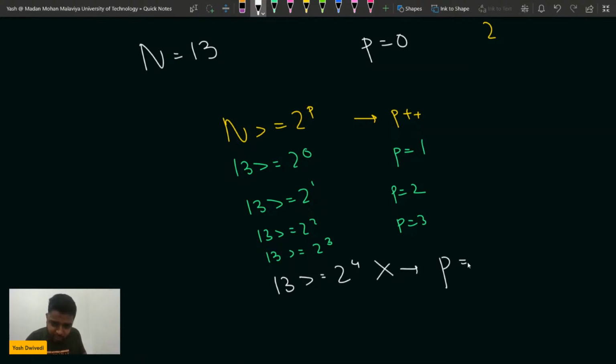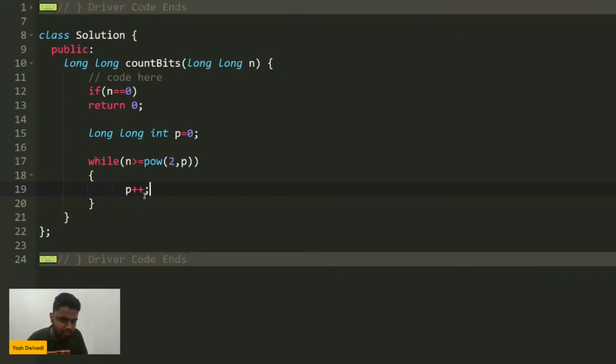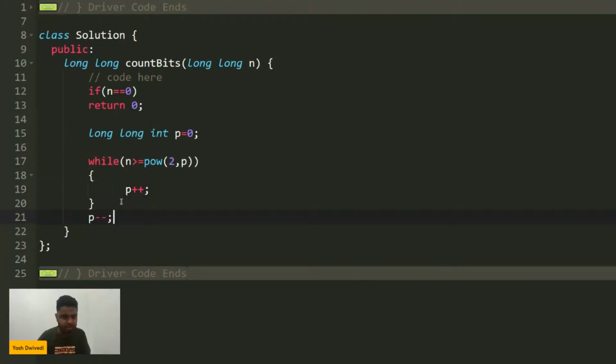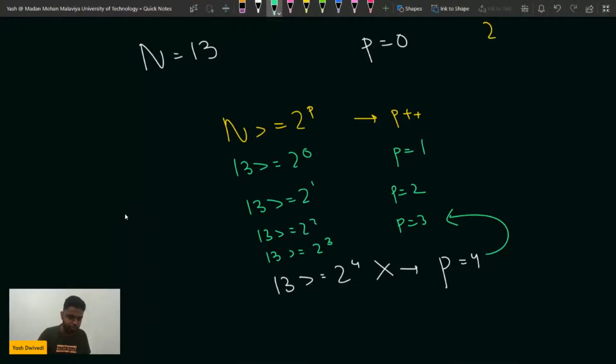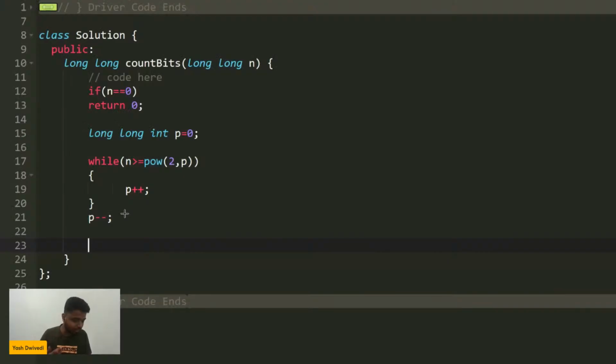So at p is equal to 4 I'm breaking, but actually I want the p value as 3. So after coming out of the loop, I will have to do p minus minus. Is this part clear to everyone? Please write yes or no in the chat. So that is why I'm doing a p minus minus, because my p reaches 4, but I needed 3, so that is why I'm doing this, right?